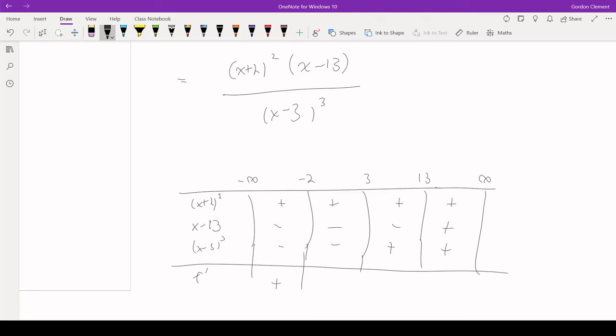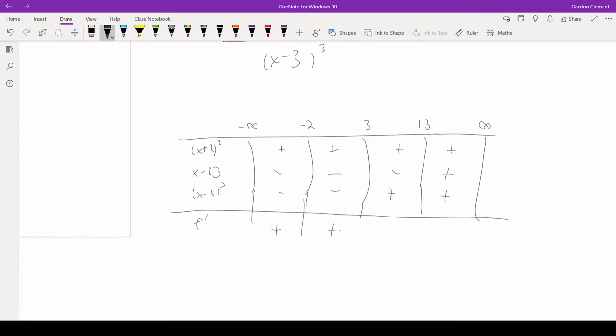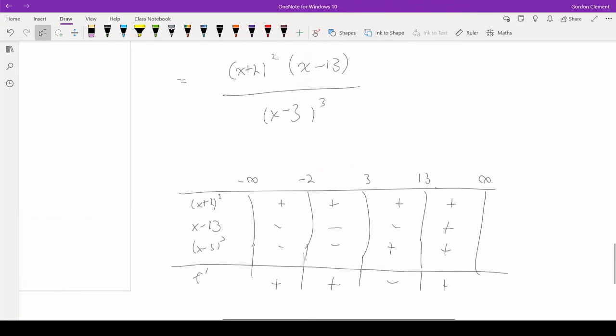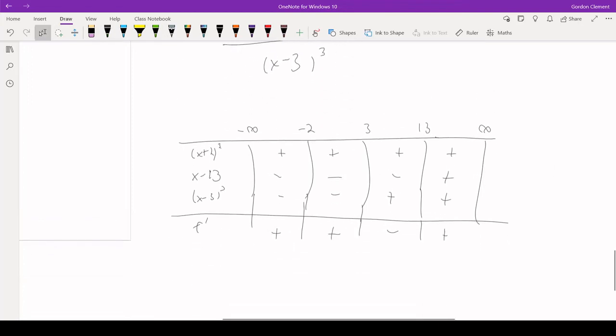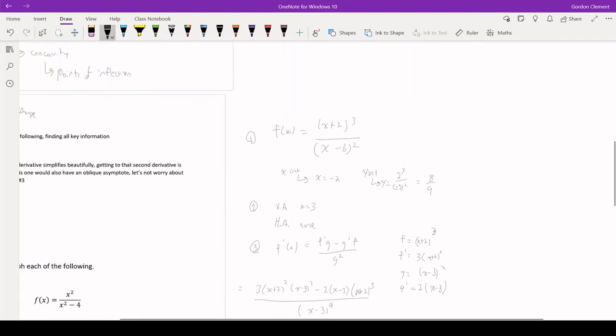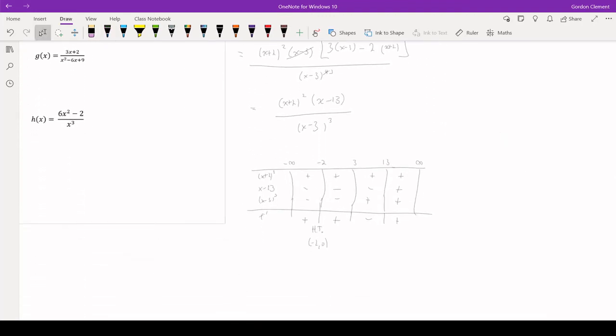So we are positive, still positive, negative, and then positive. So at -2, we have a horizontal tangent. I believe that's our x-intercept that we already found. Yeah, -2 is our x-intercept. So we'll just remember to flatten out there, but it's not a max, it's not a min.